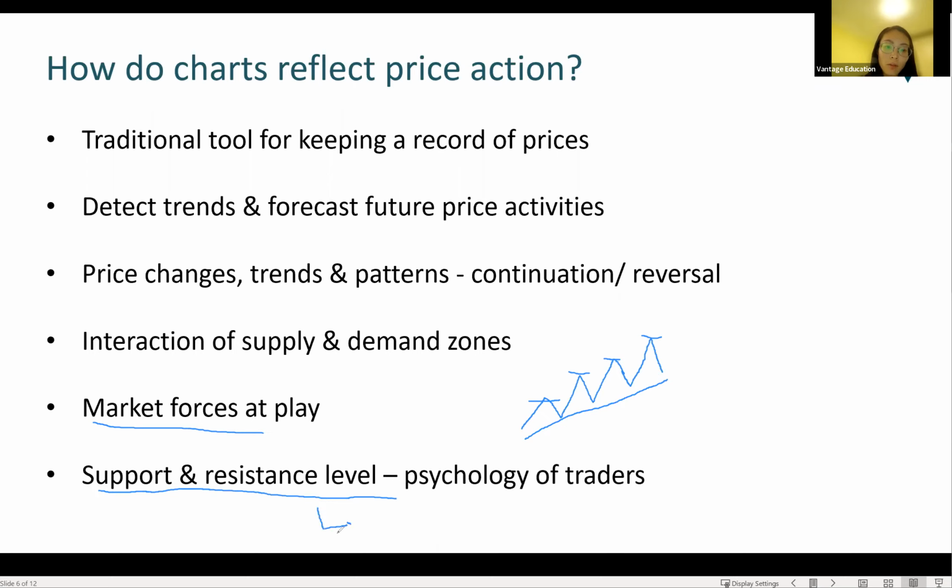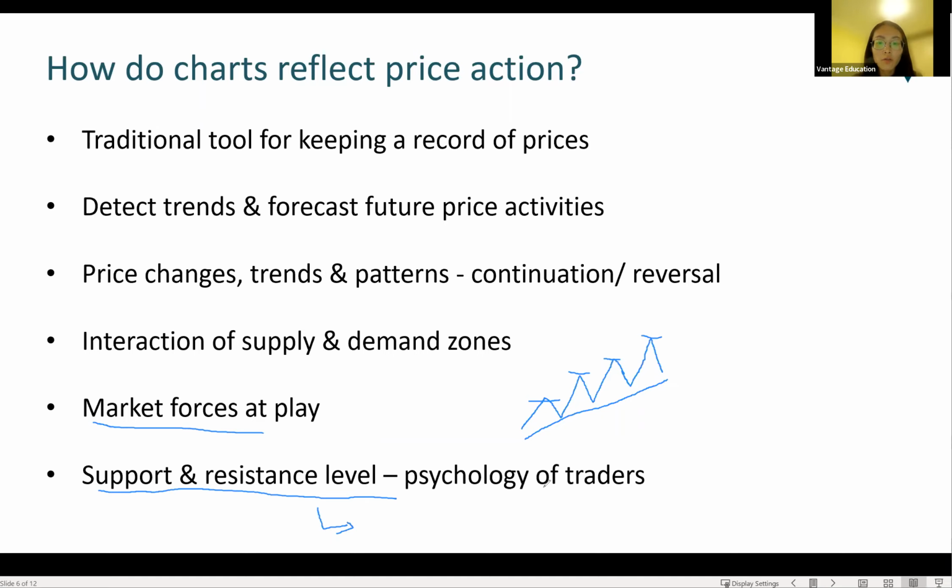Okay, and then we look at support and resistance levels as well. This ties in very closely with the concept of supply and demand zones. For those of you who attend our live analysis, you do see that support and resistance levels are incorporated in our live analysis session. On the higher time frame, we will look at the support and resistance levels, identify these key zones, and go down to the smaller time frame to try and find our entry.